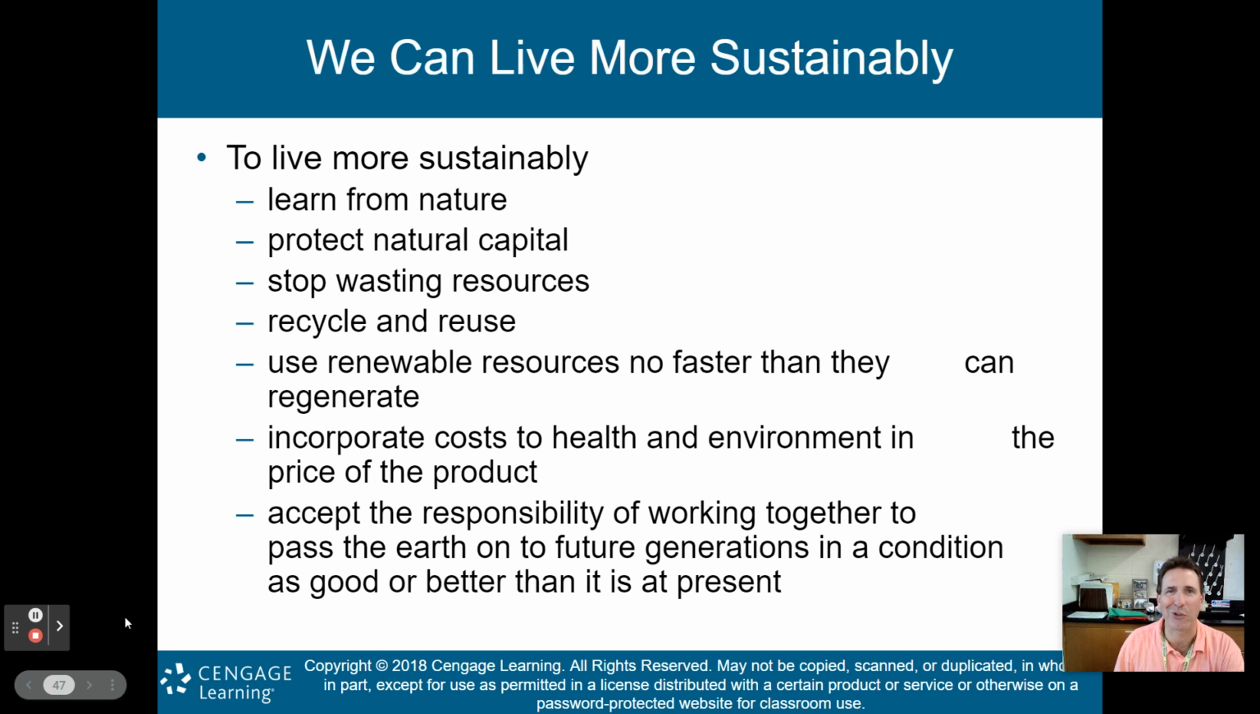Finish taking this course for the rest of the year, because that's what we're going to talk about for the next couple of months. How can we live more sustainably? How can we protect Mother Earth for future generations?